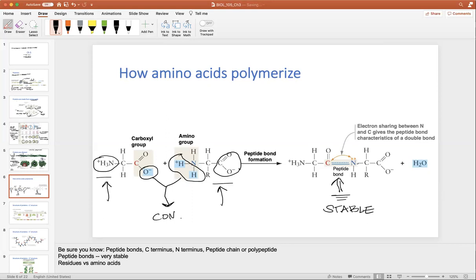Now, one thing I want to point out to you, because you may read it if you ever come across a research article, or if you're reading your book: once you go from being individual amino acids in your cellular solution and you've linked them up to be part of a protein, now we don't call them amino acids, we call them residues, okay?